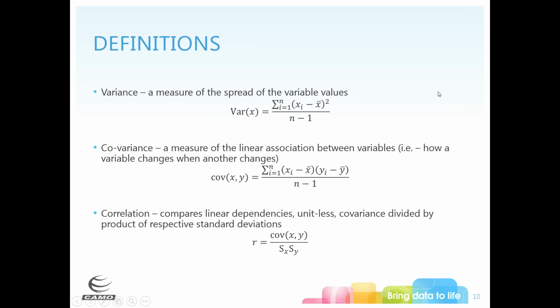And then we also have correlation. And so that basically compares these linear dependencies. It's unitless, so it's just your covariance divided by the product of the standard deviations, where the standard deviation is the square root of the variance.